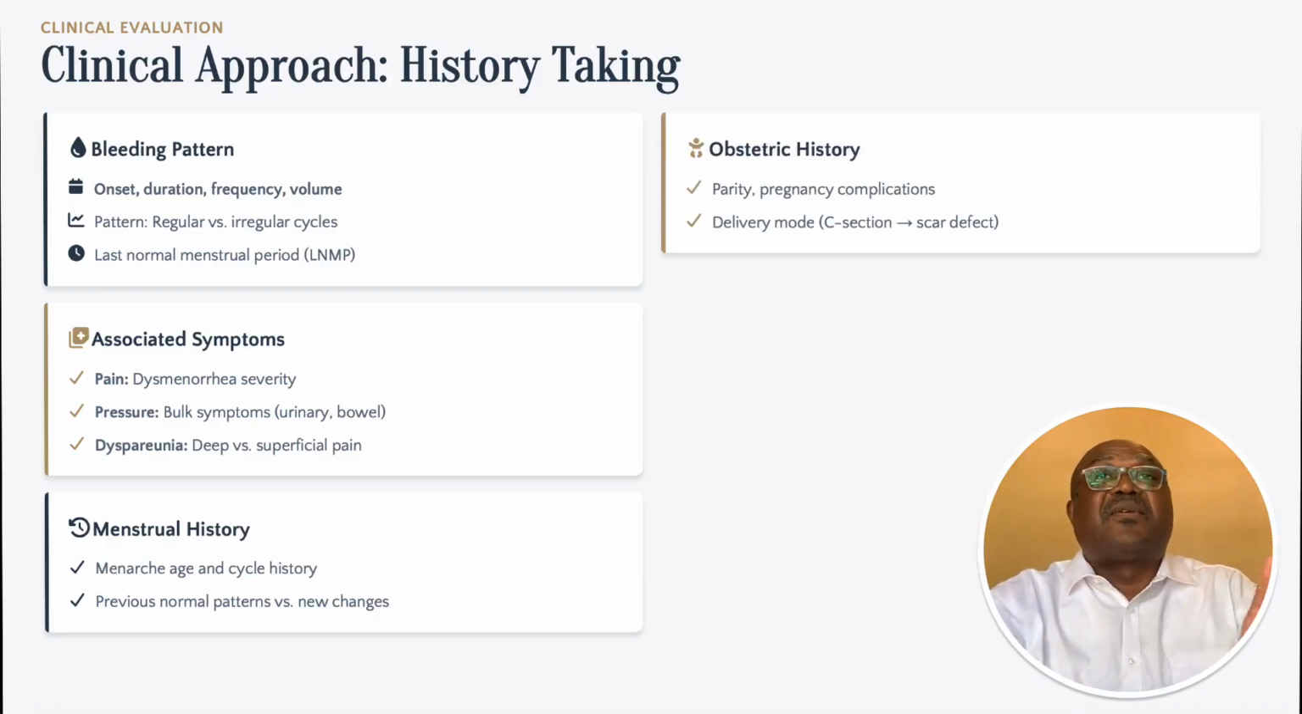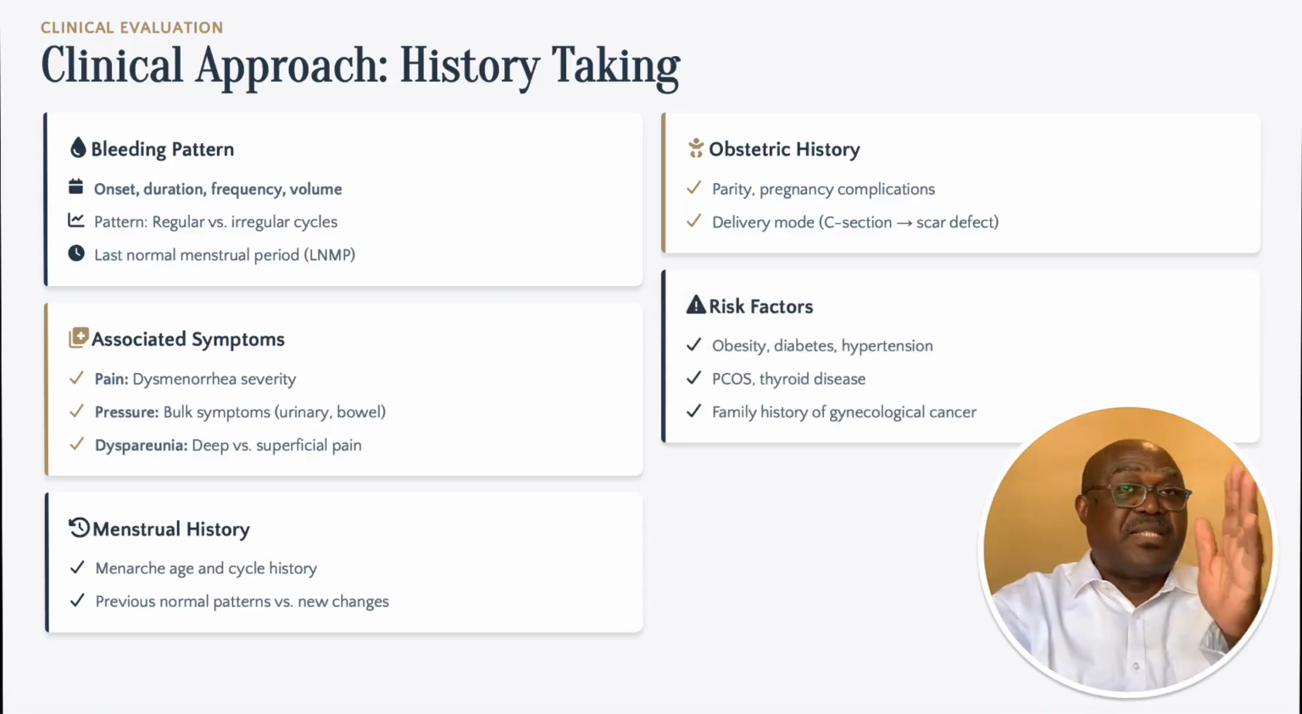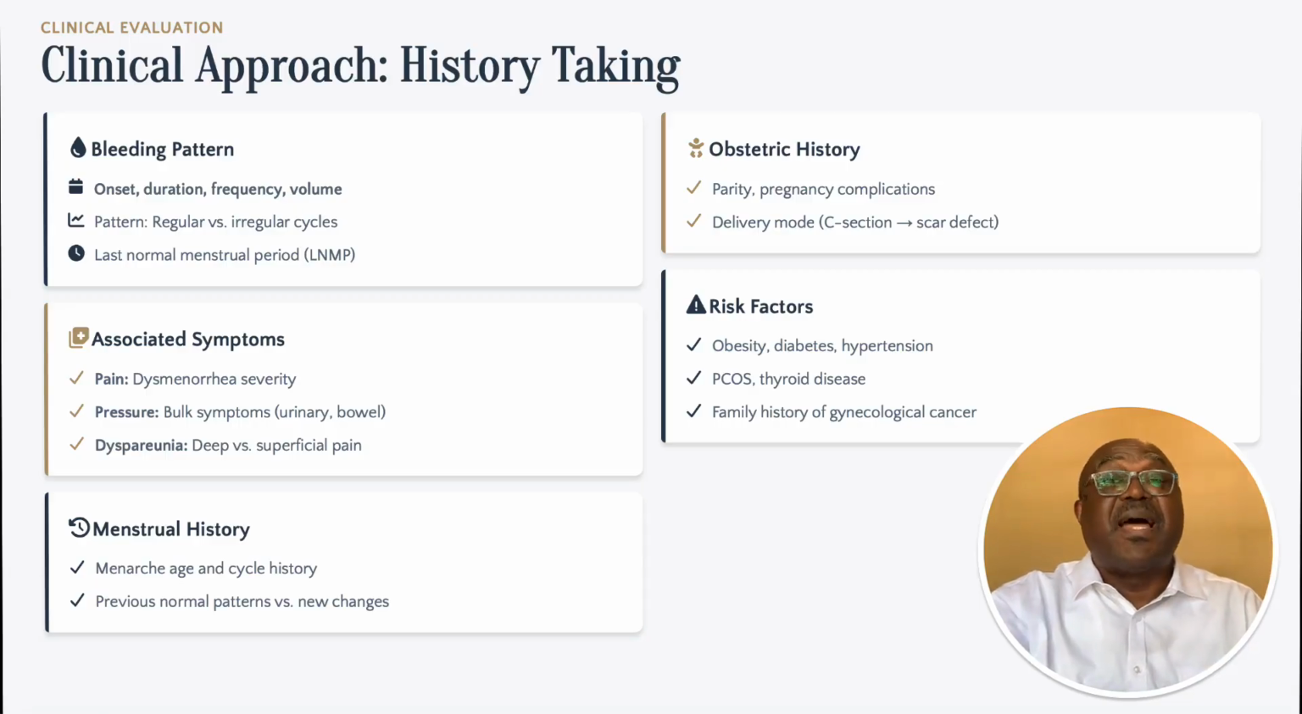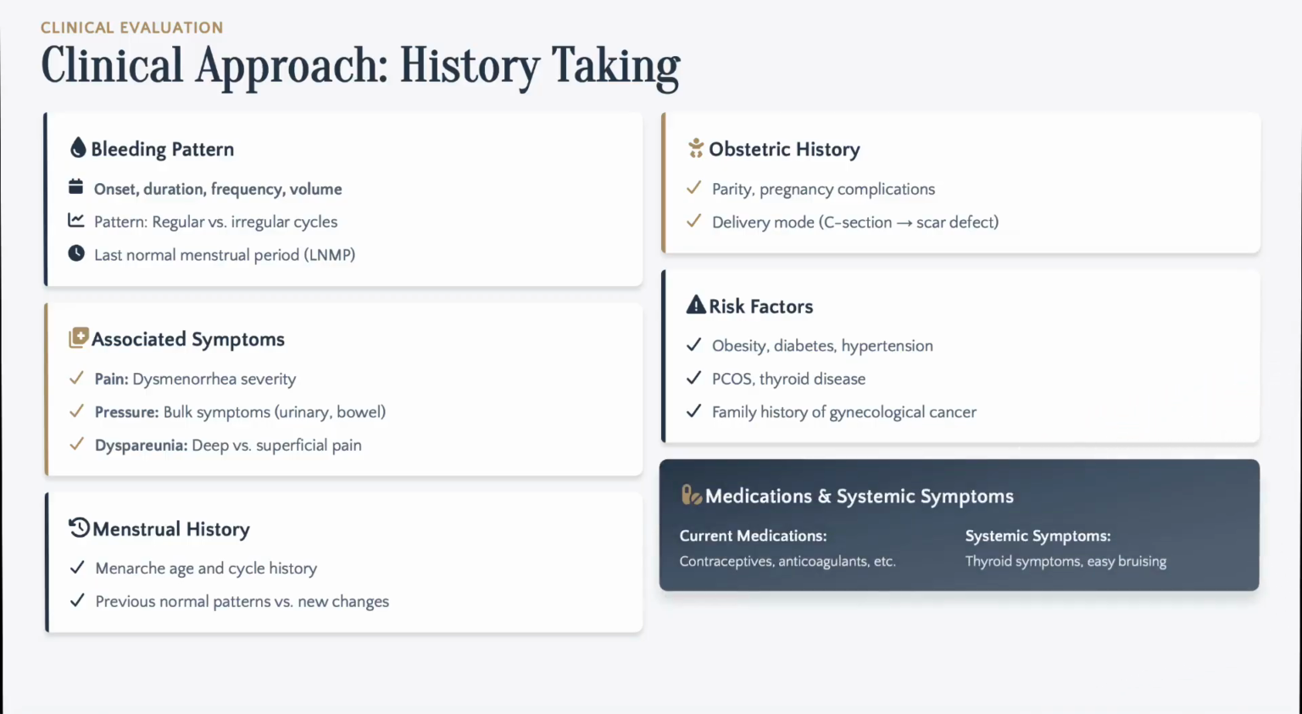Also document obstetric history, including the parity, the pregnancy complications, and delivery mode. Remember that a previous C-section can lead to scar defects. Assess risk factors systematically also. Is she obese? Is she diabetic? Is she hypertensive? Does she have PCOS or thyroid disease or any family history of gynecological cancer? Assess those. In the history also, review current medication like contraceptives, anticoagulants, anything that might affect the bleeding.